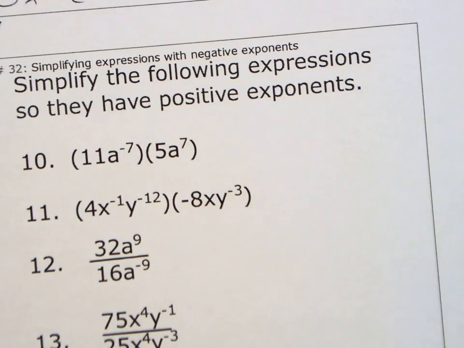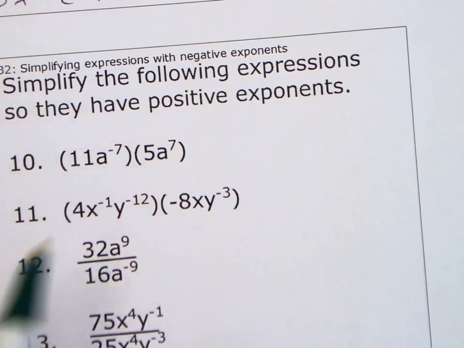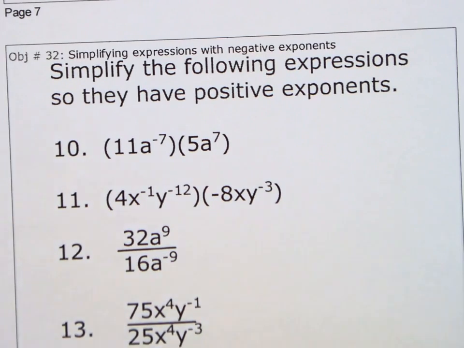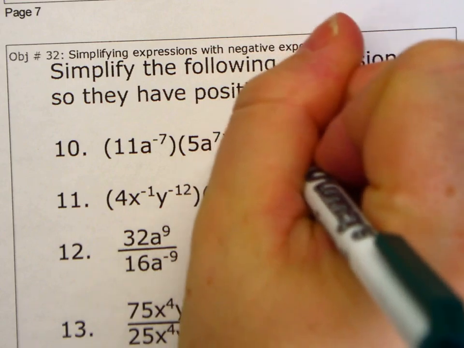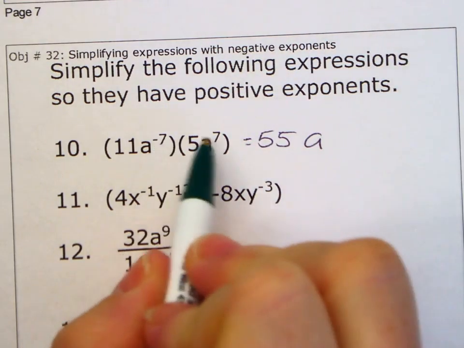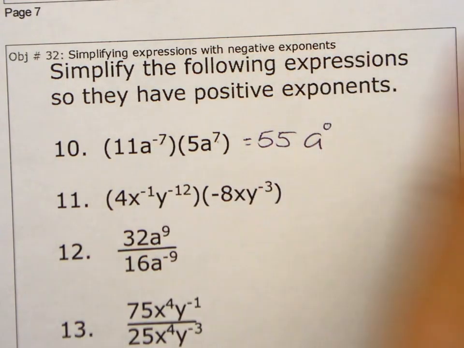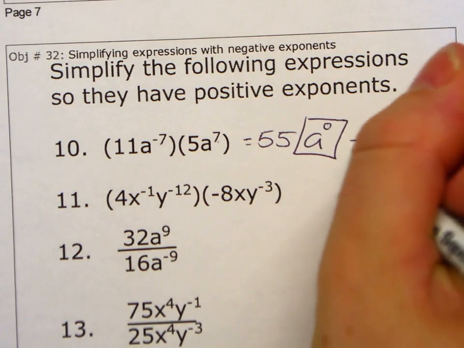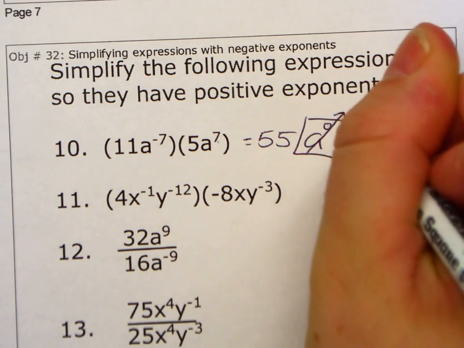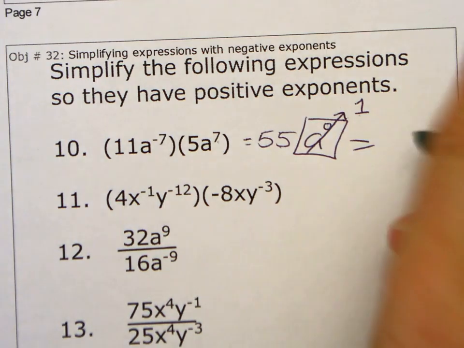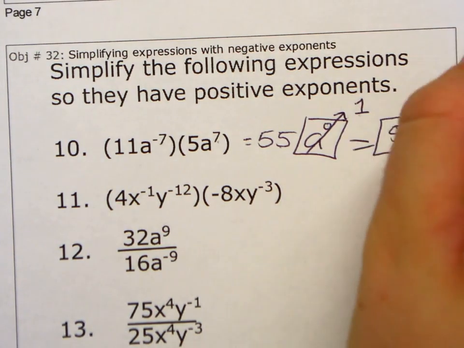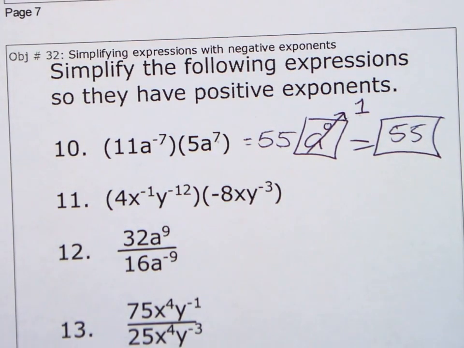All right. 10. 11 times 5 is 55. A. Negative 7 plus 7 is 0. So this entire term, that term is 1. What's 55 times 1? 55. So it kind of just disappears. Right?